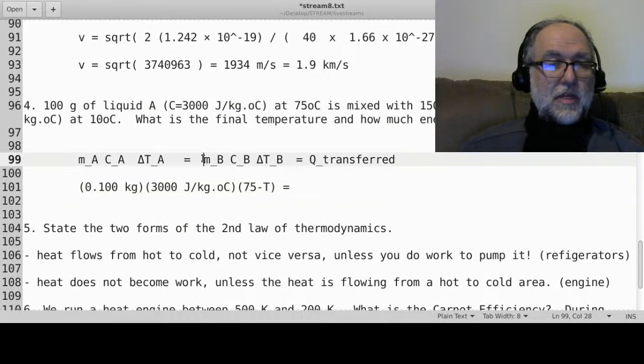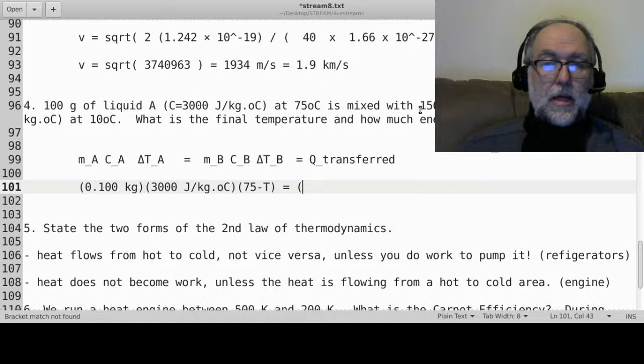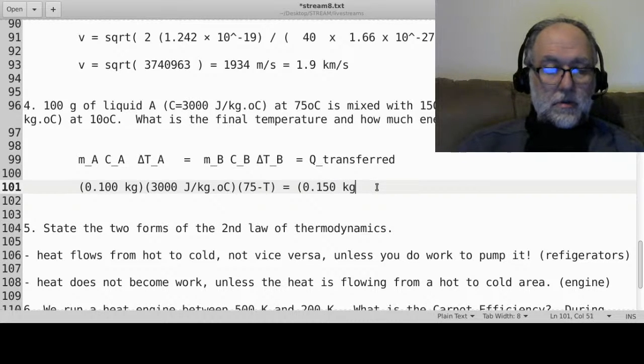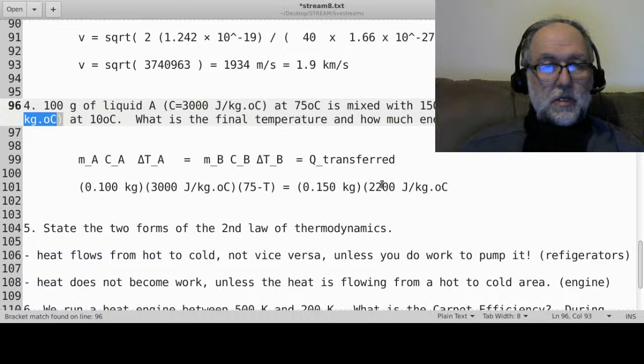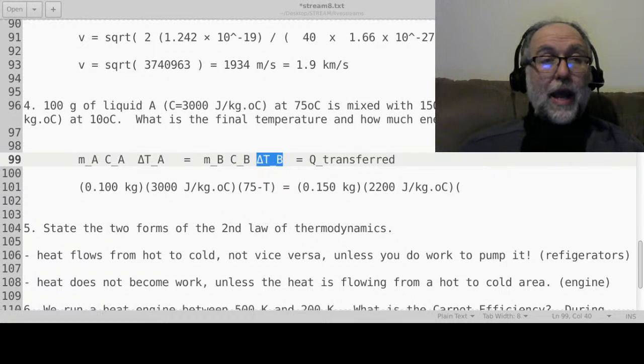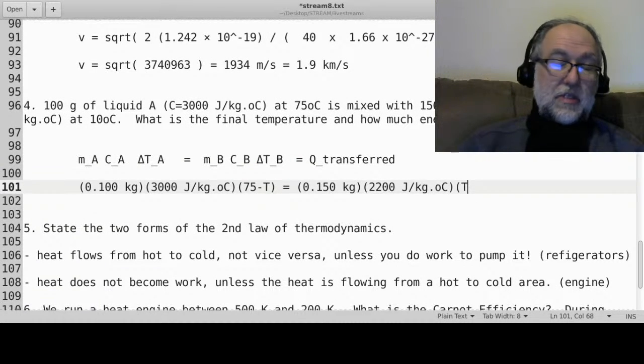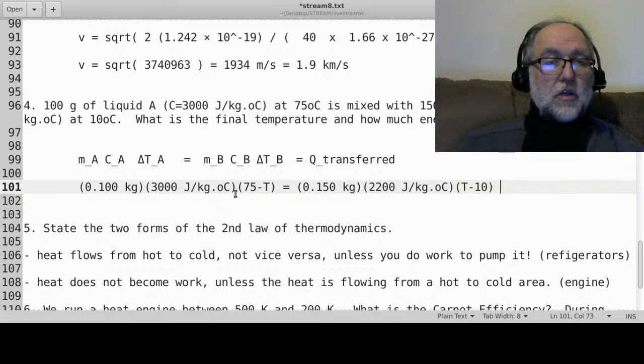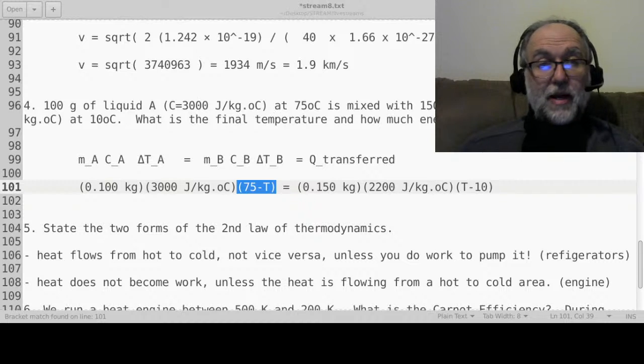That's got to equal, well, same thing for the other side. The mass of B is going to be 150 grams, but converting it to kilograms is going to be 0.15 kilograms, multiplied by its specific heat, which is this one, 2,200. And now this one, the delta T there, is going to be the other way around. Why? Because the higher temperature is going to be the final temperature T, and the initial temperature is the lower one, which is 10.